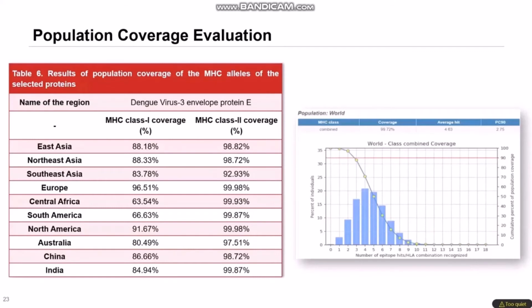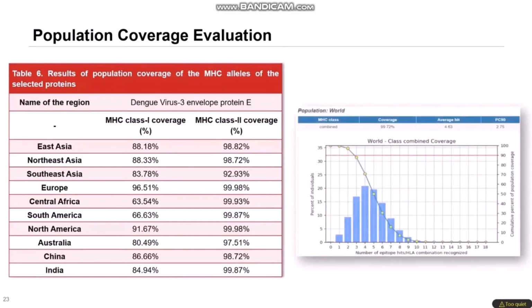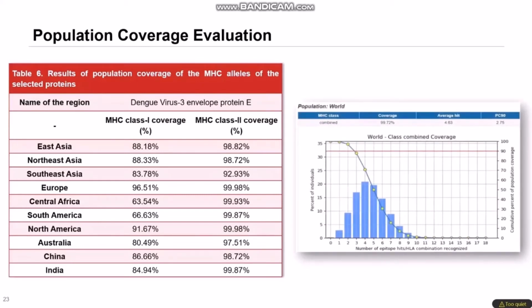MHC HLA allele distribution differs among diverse geographic regions and ethnic groups around the world. For the population coverage, we identified MHC class 1 binding alleles. 5 CTL epitopes were considered, where Europe showed the highest regional coverage at 96.51%, followed by North America, Northeast Asia, and East Asia, while South America and Central Africa showed some of the lowest.